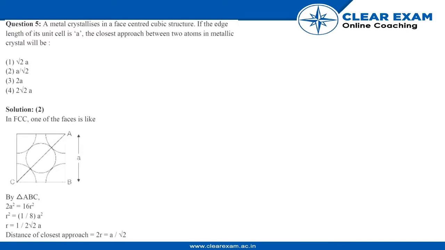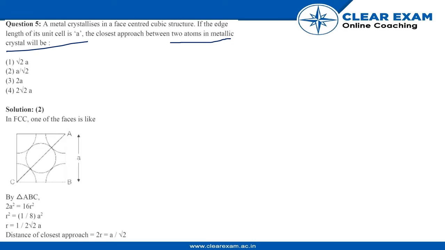Hey guys, let's now solve question number 5. The question states that a metal crystallizes in a face-centered cubic structure. If the edge length of its unit cell is a, the closest approach between two atoms in the metallic crystal will be... So let's start with the things which are given to us.